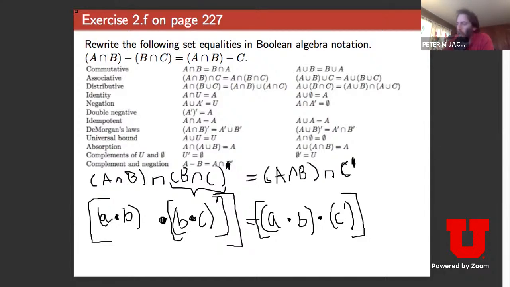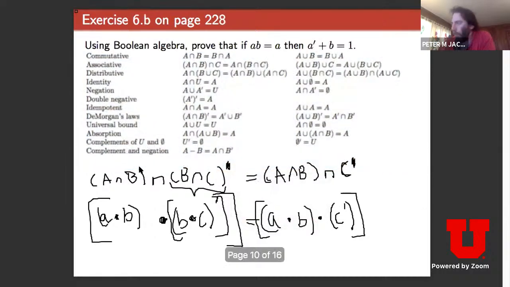All right. So here's the next one. So we do want to prove something. We're not just translating from one notation to another. We want to prove, using Boolean algebra, that if AB is equal to A, then A prime plus B is equal to 1.